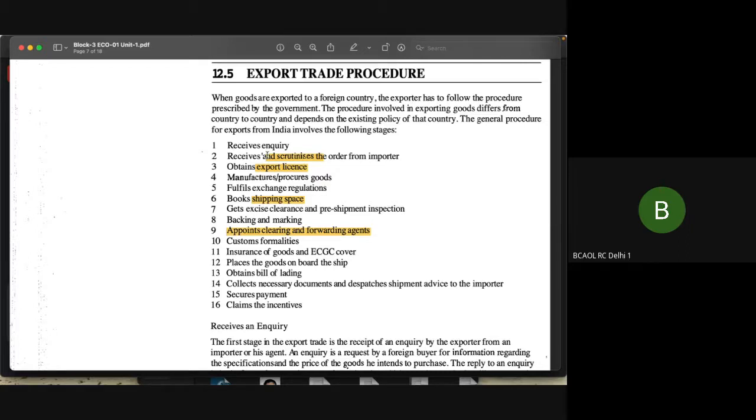Now the third point is obtaining an export license. Of course, this is the first thing that you need to do. Without a proper export import license, you can't deal in export import trade. So you have to obtain an export license from the Export Authority of India. The fourth point is manufacturing the goods. You tell the importer, okay sir, no worries, we are more than capable of producing say 1,000 or 20,000, whatever the number of laptops is.